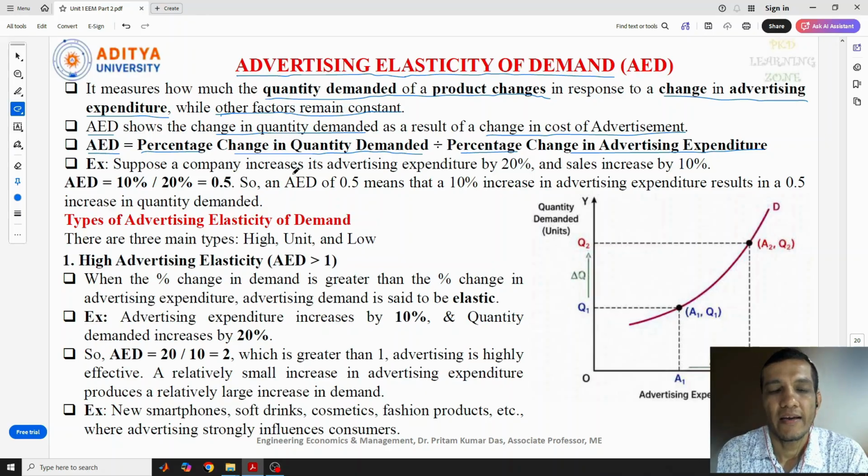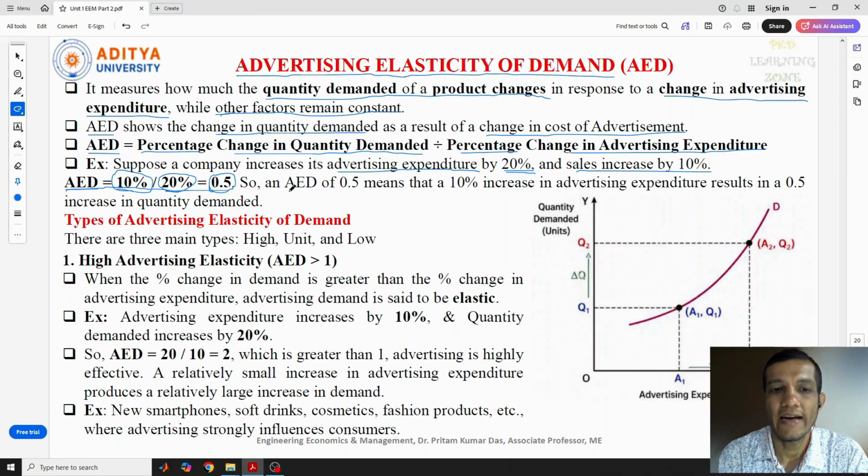Suppose a company increased its advertising expenditure by 20%. Initially 100 rupees was spent, now they increased it to 120 rupees, and they found that sales increased by 10%. Now how can we find the AED value? AED equals the change in quantity demanded, 10%, divided by 20%, the change in advertising expenditure. That becomes 0.5.